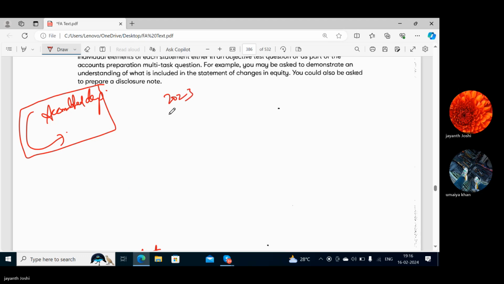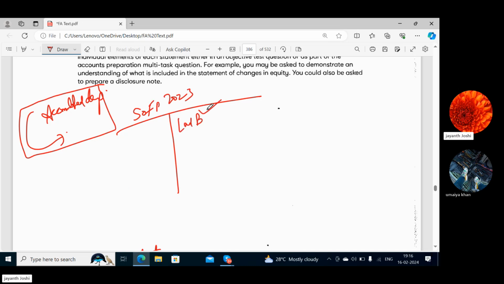2023, you are making the SOFP. Statement of financial position and balance sheet are one and the same. Land and buildings: only the building element gets depreciated. Land is not a depreciable asset. I should be clear about that. It's $100,000 less accumulated depreciation. In the first year, the depreciation accumulated is only 10,000. So 90,000 is the value of the asset.